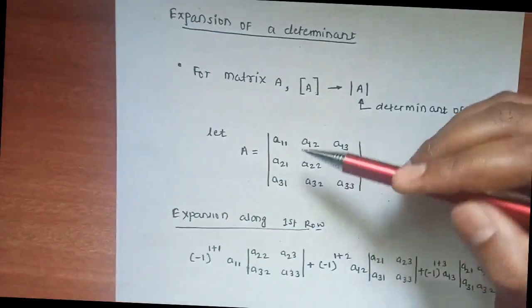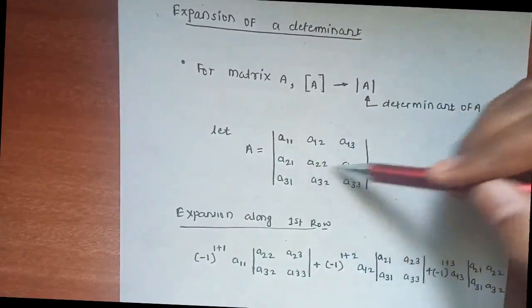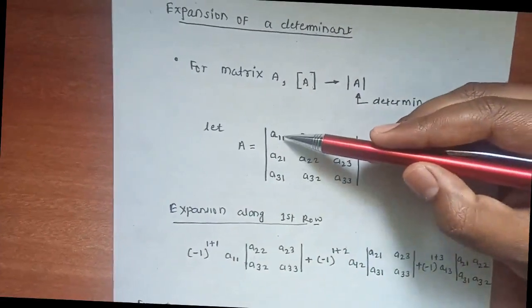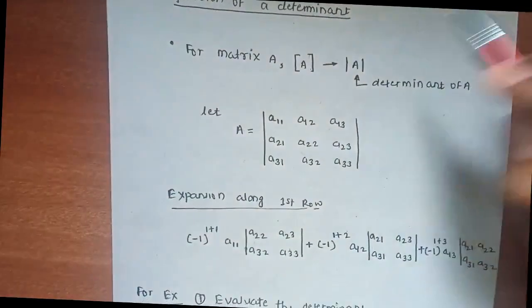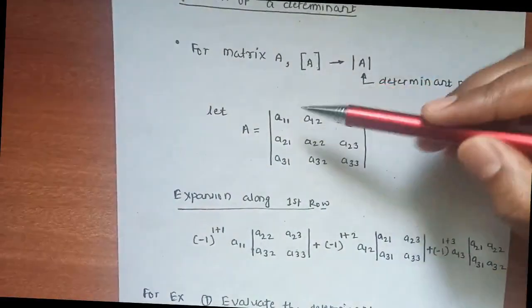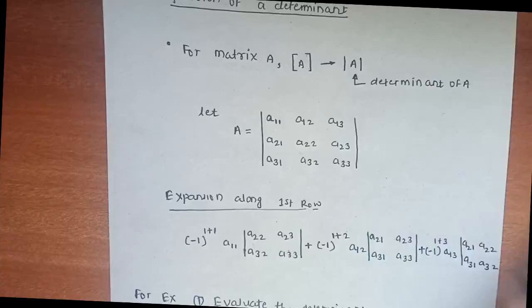This 3 by 3 determinant will have 9 elements: 1, 2, 3, 4, 5, 6, 7, 8, 9. The positions of these elements are 11, 12, 13. You know all these things because we have explained them in the previous slides. So this is the position of a particular element.